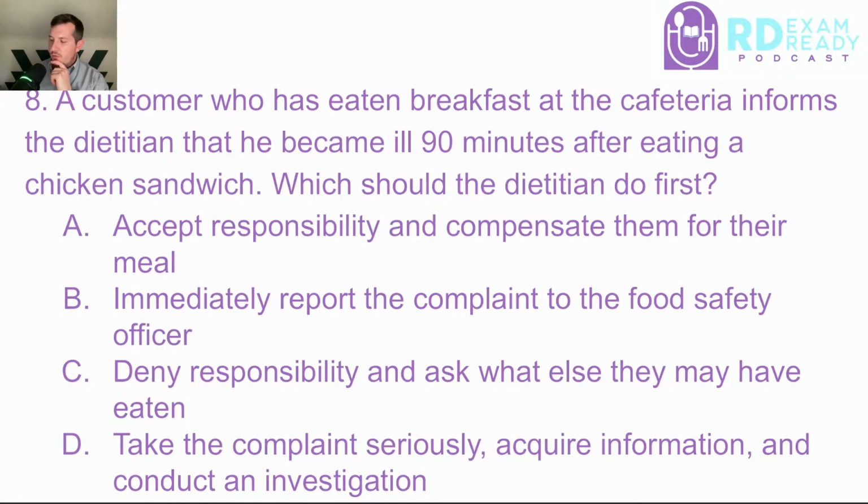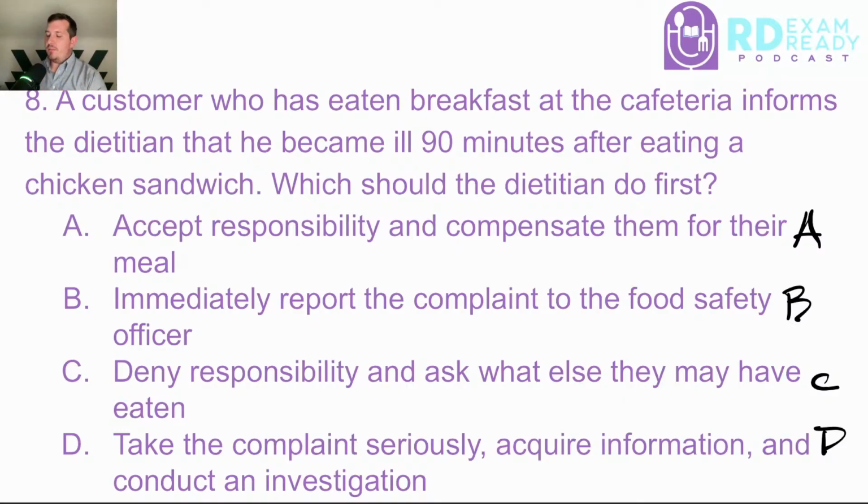A customer who has eaten breakfast at the cafeteria informs the dietitian that he became ill 90 minutes after eating a chicken sandwich. What should the dietitian do first? All right, let's put A, B, C, and D. A, accept responsibility and compensate them for their meal.